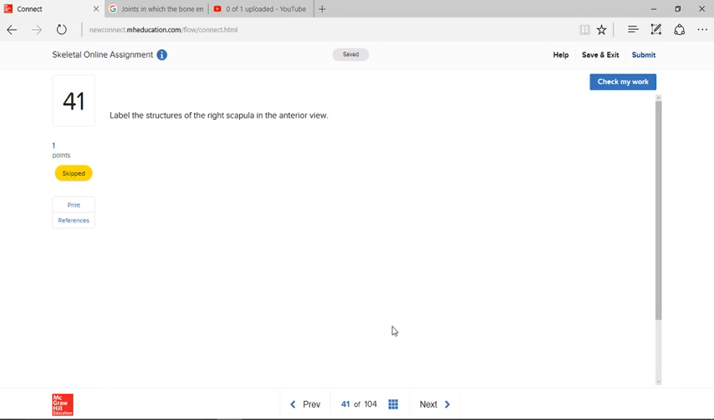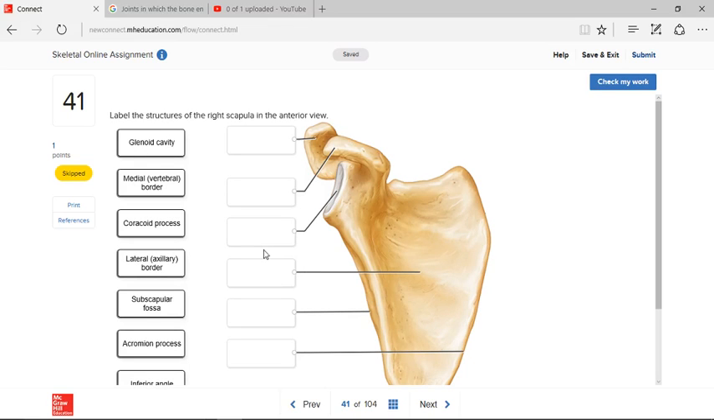Let's see. Alright, label the structures of the right scapula, anterior view. I just want to flip to the page, make sure we're on the right page and I'm telling you the right stuff. Oh man. Any day now. Alright, now we're on the right page.